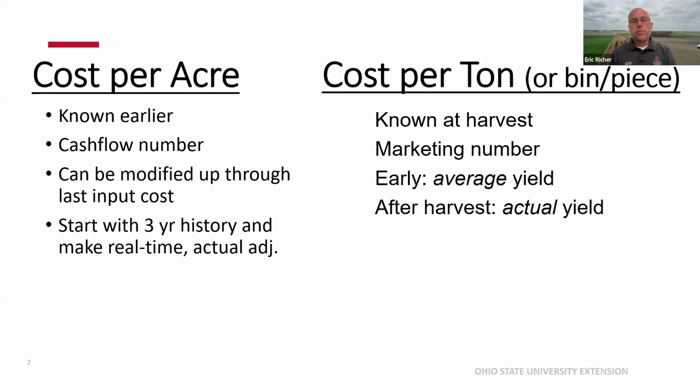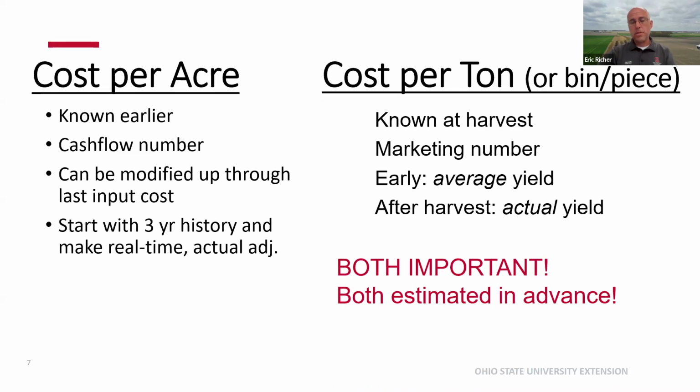Towards the end of your production cycle, you will want to know on a more precise basis your cost per ton, or in some cases, a cost per bin in a pumpkin enterprise budget. We know this more accurately at harvest, and we can use it as a marketing number. So how do you calculate cost per ton in preseason? Again, use estimated average yields or 3-year trends, if you will. And after harvest, you can use actual yields to get a very precise cost per ton or cost per bin.